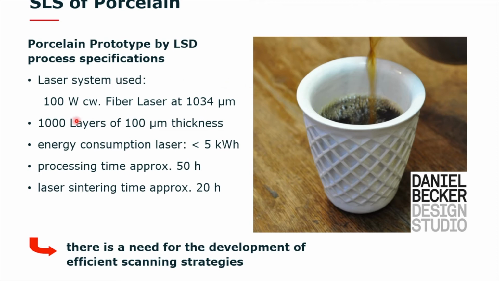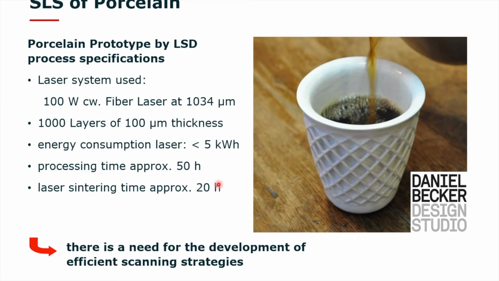And here are some specs from the process. We used a 100 watt continuous wave fiber laser emitting at a wavelength of 1 micron. The laser was typically operated at a power output of 20 to 30 watts. 1,000 layers, as I already said, 100 micrometers thick. The total energy consumption of the laser during the entire sintering process is 5 kilowatt hours, so that's not a lot. The problem is the processing time and especially the laser on time.